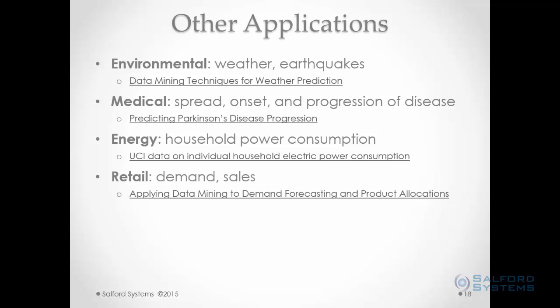For those of you in other industries, I have listed here some other applications: environmental, such as predicting the weather or earthquakes. Forecasting can also be used in the medical field, such as looking at the spread of disease. You might look at the onset of diabetes. Here I have an example of predicting Parkinson's disease progression. And these are all live links that you'll be able to click once you get the slide deck.